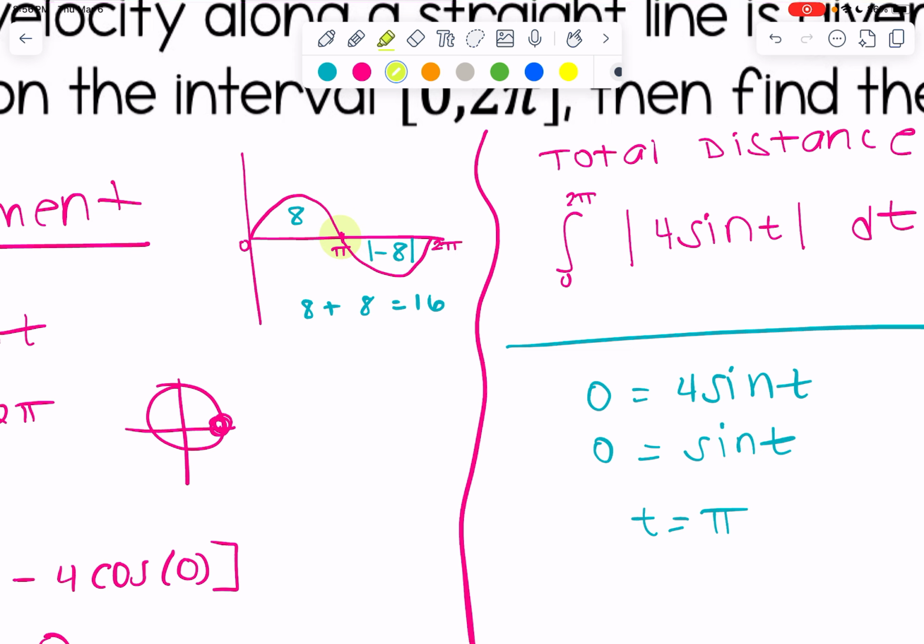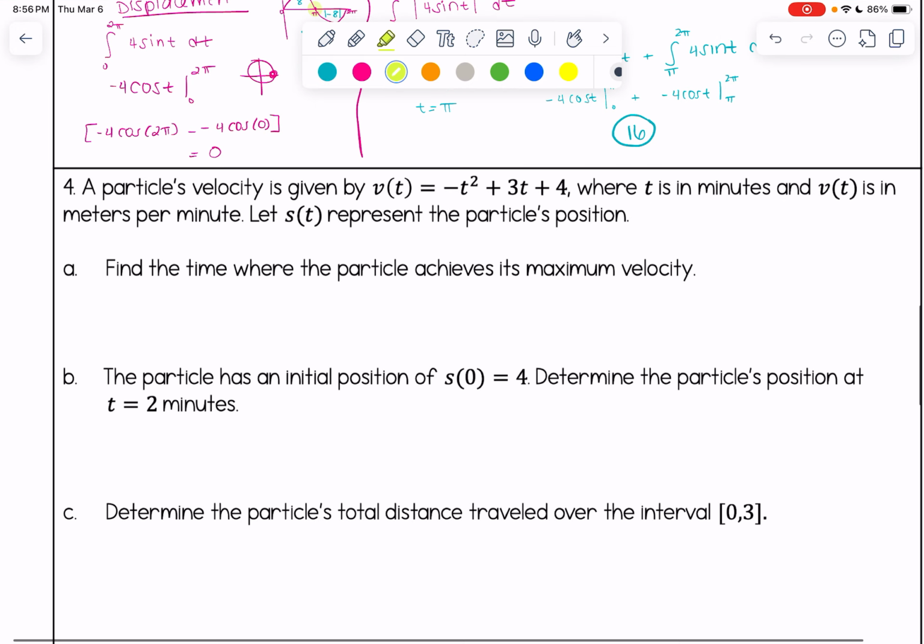All right, let's take a look at one last example involving motion and integration. So a particle's velocity is given by v of t equals -t squared plus 3t plus 4. T is in minutes, v of t is in meters per minute. Let s of t represent the particle's position. So part A says find the time where the particle achieves its maximum velocity.